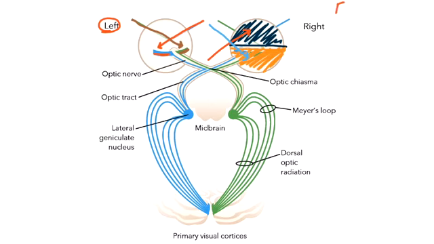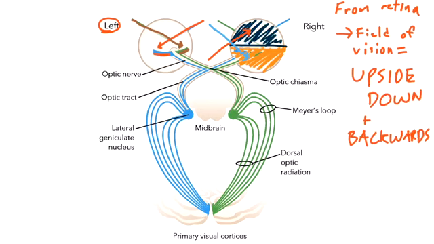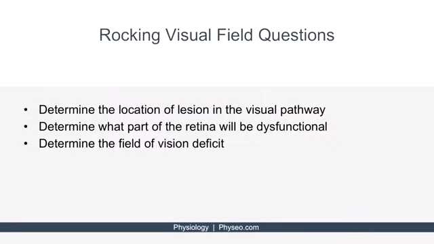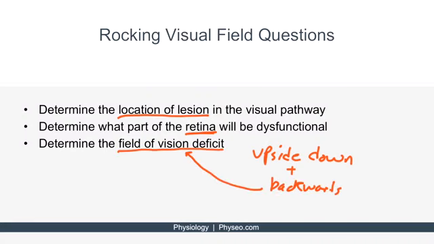In other words, from the perspective of any point on the retina, the field of vision is upside down and backwards. This will make more sense after we do some examples. Before we jump into some examples, let's talk about how to rock the visual field questions you're going to get on Step 1. One of the first things you need to determine, depending on the question, is the location of the lesion within the visual pathway. Then you need to know what part of the retina will be dysfunctional. So you identify the retina, and then you flip it upside down and backwards, and that will give you the field of vision deficit. Visual field questions will come in a variety of forms.